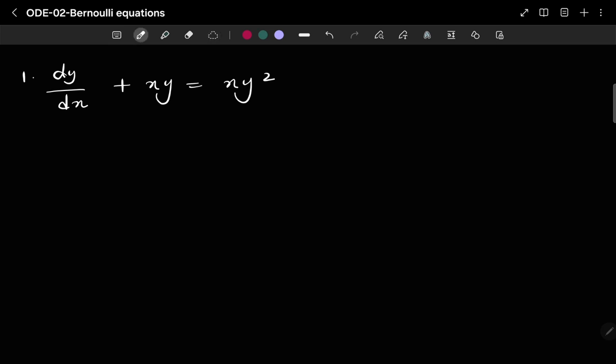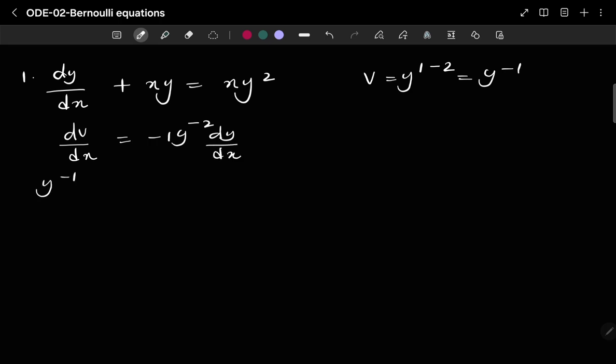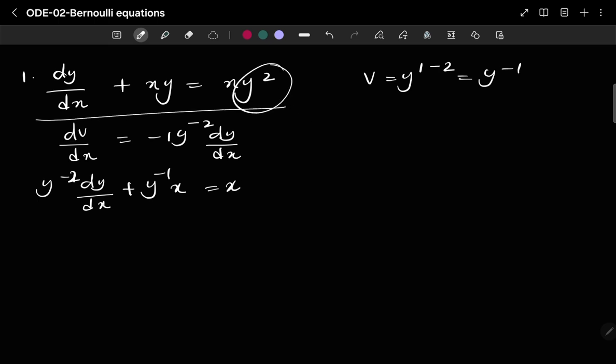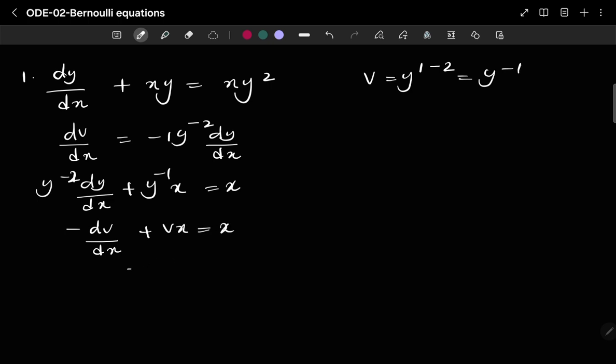Looking at the first question, we have dy/dx + xy = xy^2. Here n is 2, so we take v = y^(1-n) = y^(-1). Then dv/dx = -y^(-2) dy/dx. Dividing the equation by y^2, we get y^(-2) dy/dx + y^(-1) x = x. Substituting, we get -dv/dx + vx = x, and so dv/dx - vx = -x.